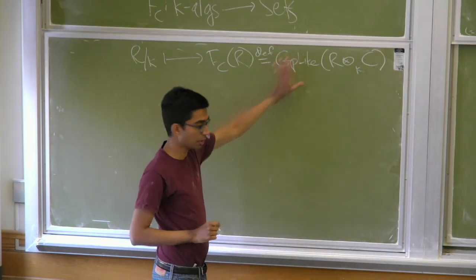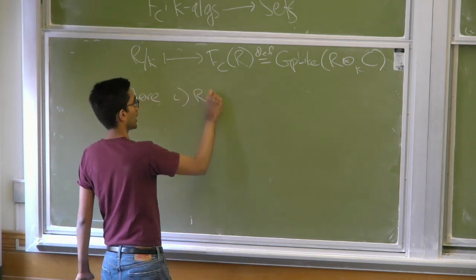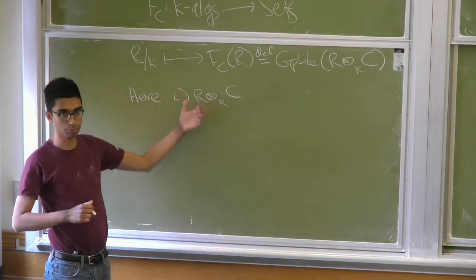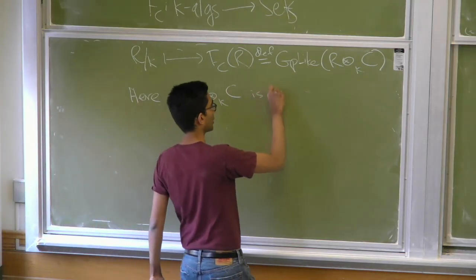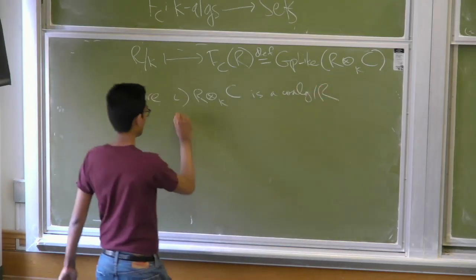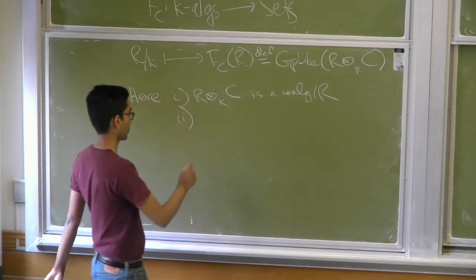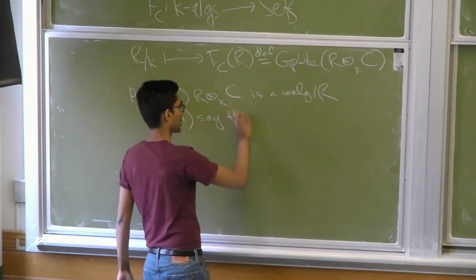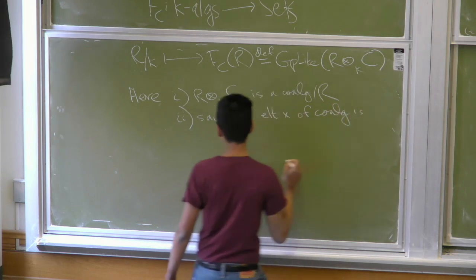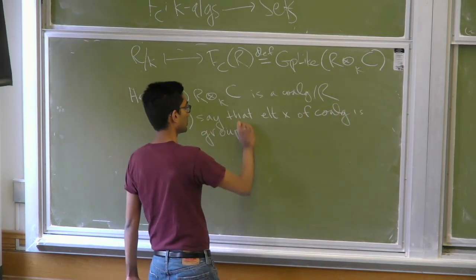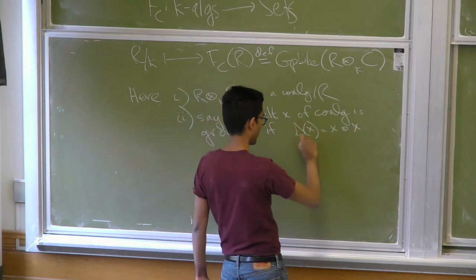So let me just define what this means. First of all, I consider R tensor over K with C. C is a coalgebra over K, so if I extend scalars, I get a coalgebra over R. In general, if we have a coalgebra, we'll say that an element X of a coalgebra is group-like if delta of X equals X tensor X, and if the co-unit of X is one.